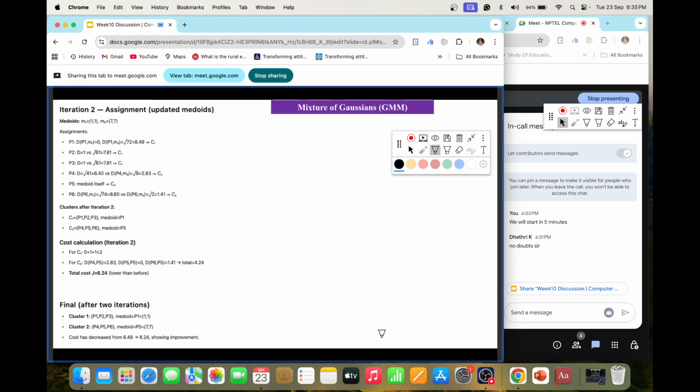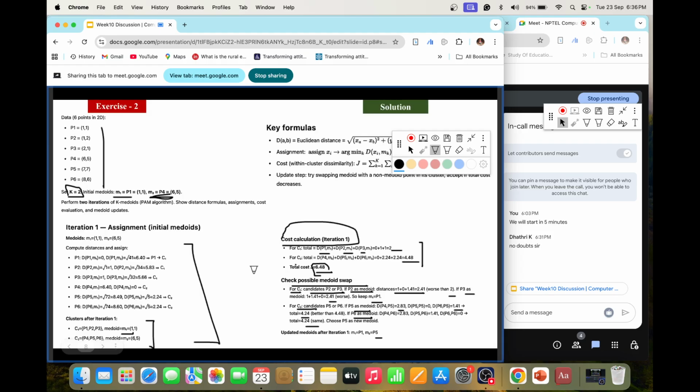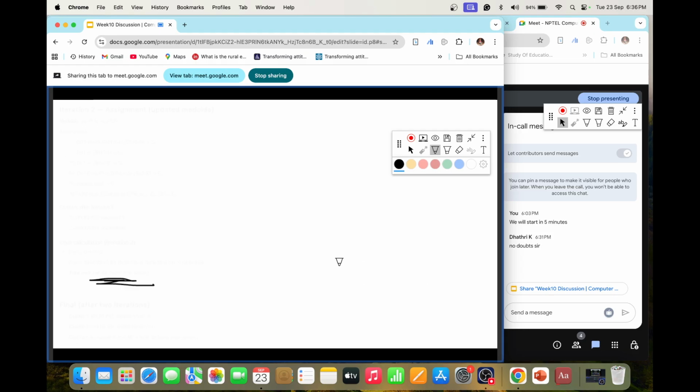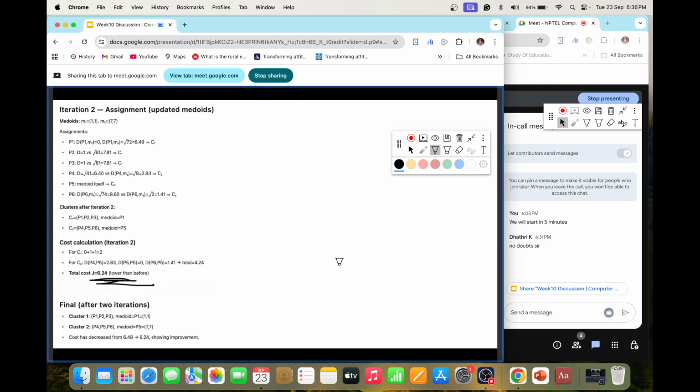Now what is the change? When we took p5, you can see our cost is lower than before. Our cost is coming 6.24. Earlier it was 6.48. Now the cost is coming 6.24, so we have done the improvement. Again we can check and change the medoid so that our cost comes down further. That is how we can do the k-medoid calculation.